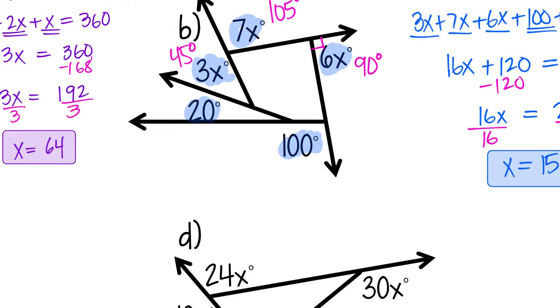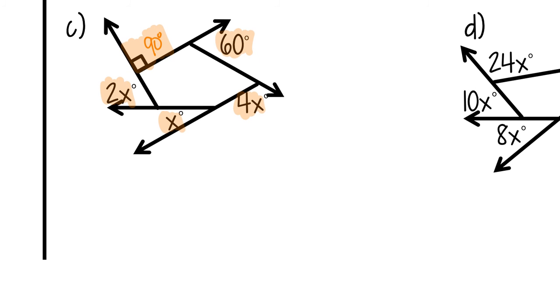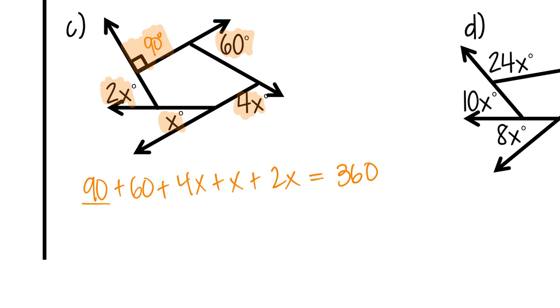Okay, we have 2 more examples. Part C. So we're adding up all of the outside angles. So I have 60, 4x, x, 2x. But this one right here doesn't have a number. So you just have to remember that that little square means 90 degrees. And then just the same as the other ones: 90 plus 60 plus 4x plus x plus 2x. So all of them equals 360. I'm going to combine these first two because they're both constants. And then the next 3 are all x's. So that's 7x.